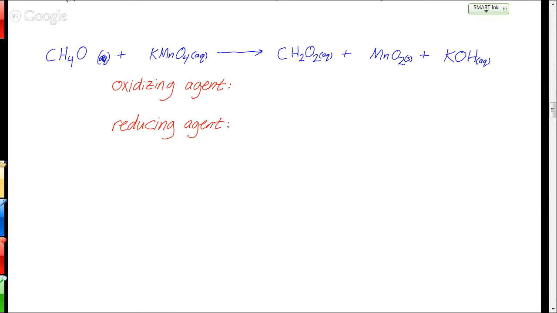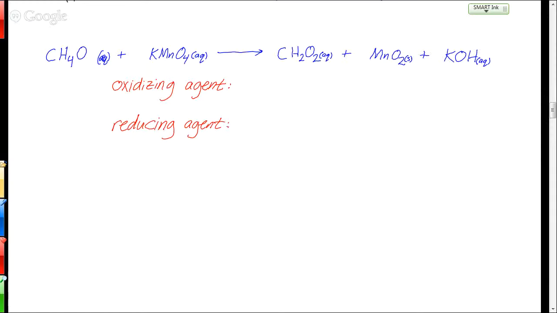You got it? Maybe? All right, well, first, before we answer these questions, what elements are changing their oxidation state here? How'd you figure that out? Manganese? And what else? All right, we'll stick with manganese for now.